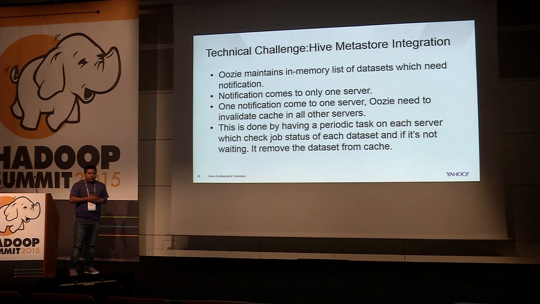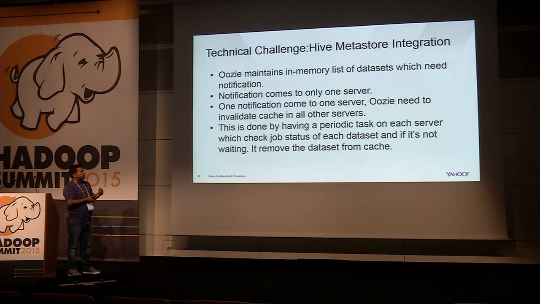We talked about the scale. We talked that at one point of time, we'll have a tremendous number of corrections created. So what we do is that we maintain an in-memory list of data sets that need notification. This is done for performance reasons so that we don't have to query the DB every time. The notification can come to only one server.